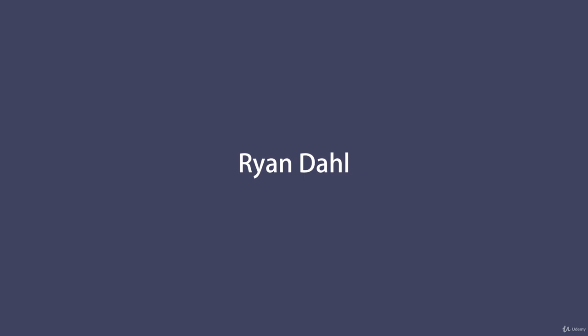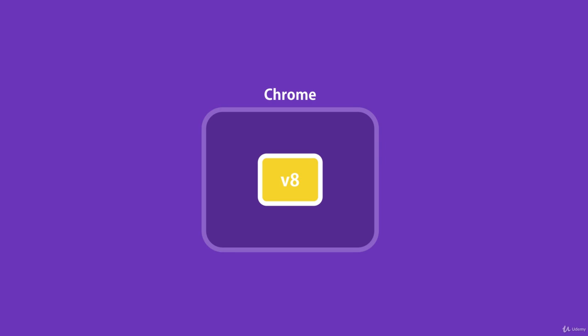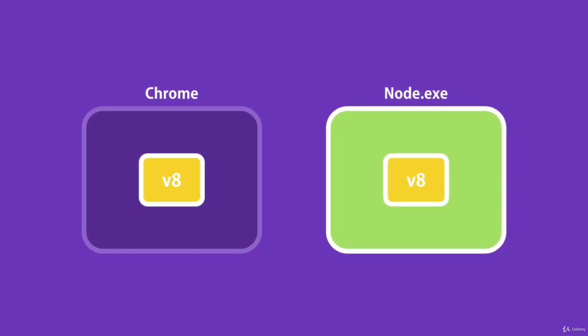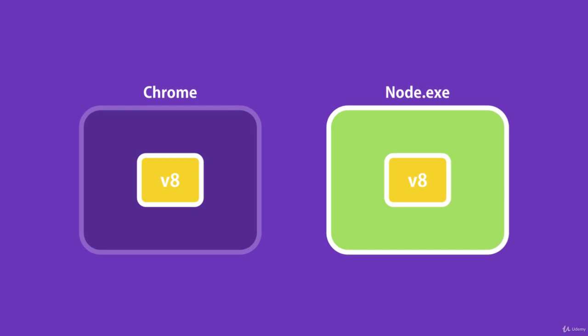In 2009, Ryan Dahl, the creator of Node, came up with a brilliant idea. He thought it would be great to execute JavaScript outside of a browser. So he took Google's V8 engine, which is the fastest JavaScript engine out there, and embedded it inside a C++ program and called that program Node. So similar to a browser, Node is a runtime environment for JavaScript code.